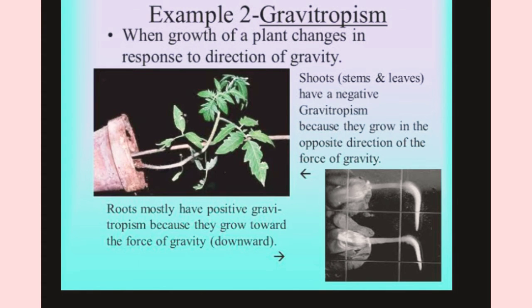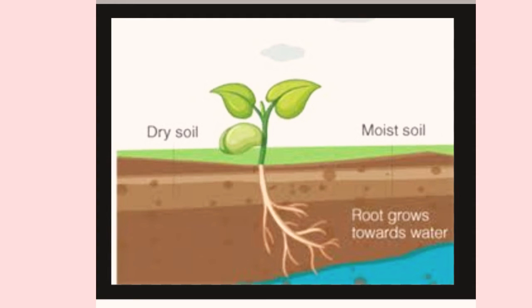The second one is gravitropism, also called geotropism. Geo means earth. The response of any plant part towards earth or in the direction of gravity is called gravitropism or geotropism. As you can see, roots are positively geotropic. They move towards gravitation. That's why they are positively geotropic, whereas shoots are negatively geotropic as they move away from the gravitational force.